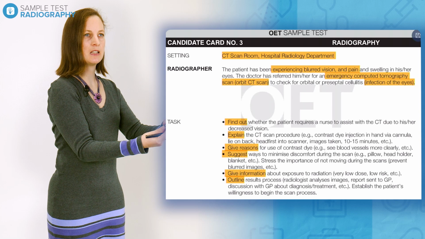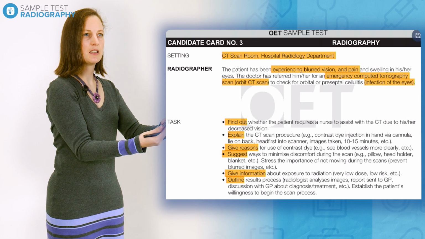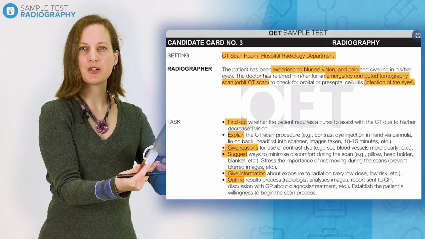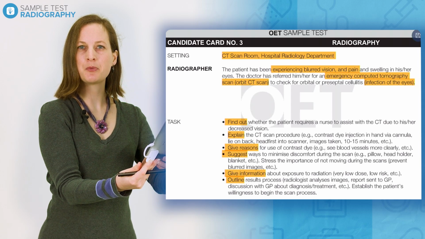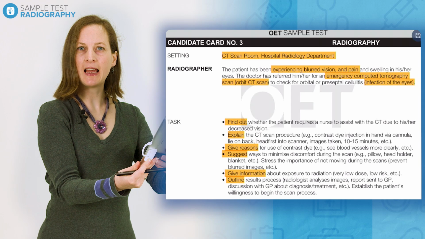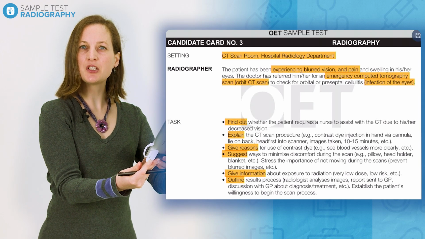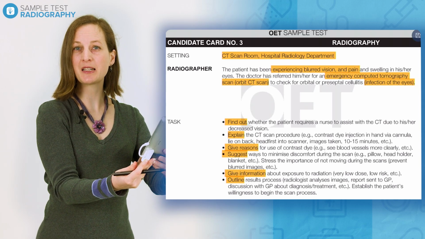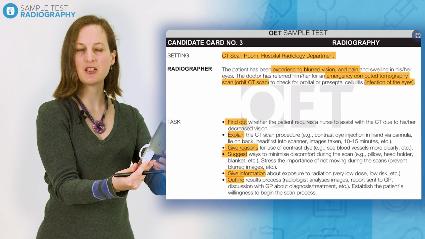Is there any medical language on the role card I need to avoid because they won't understand it? In this case, there is quite a lot of technical language, for example, preseptal cellulitis, cannula, scanner, so I should use lay alternatives for this or explain what they are if I choose to mention them.